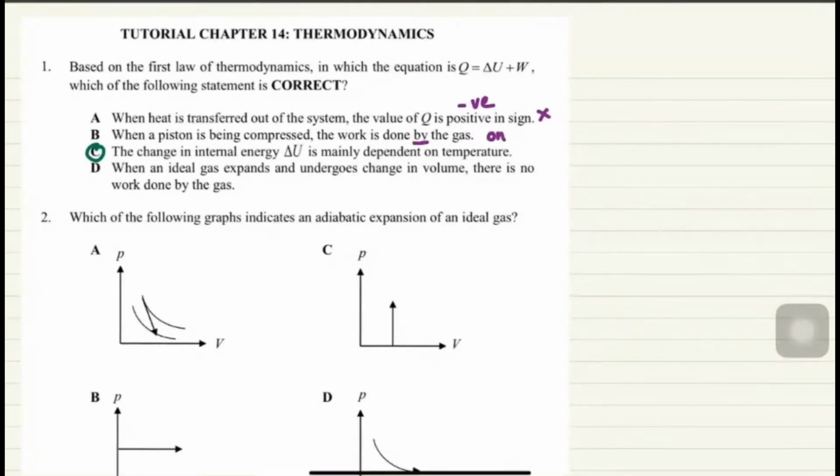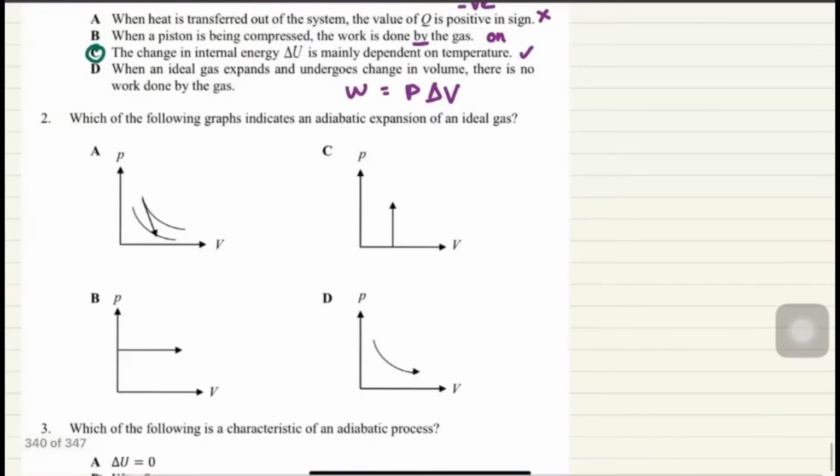When an ideal, yang D, we check C first. The change in internal energy, delta U, is mainly dependent on temperature. Okay, this one is correct. So delta U depends on the change of temperature. Kita belajar lah. When an ideal gas expands and undergoes change in volume, there is no work done by the gas. This one is incorrect because work will always be equals to P delta V. So if you have a delta V, then you expect to have a W work. Okay, very good.